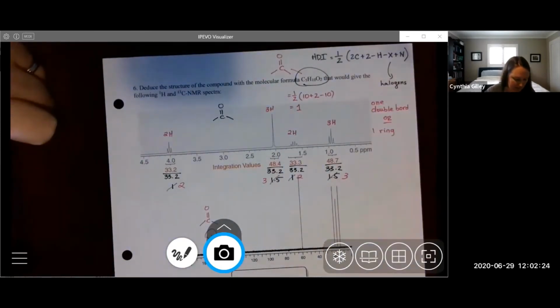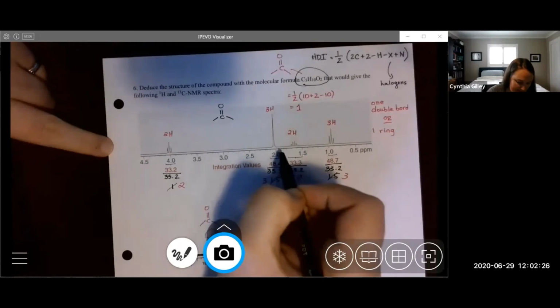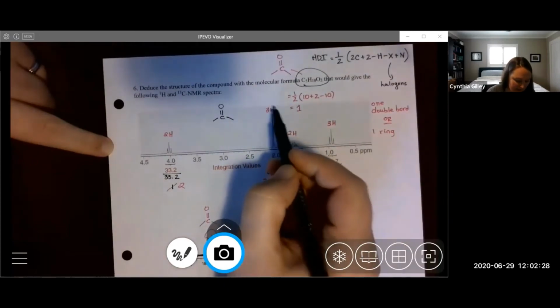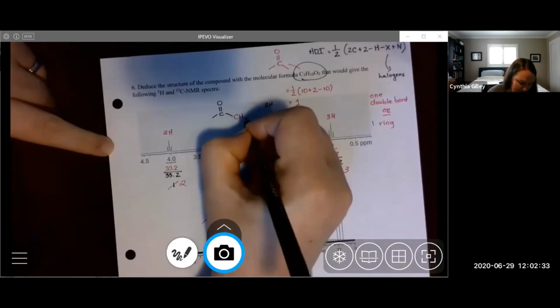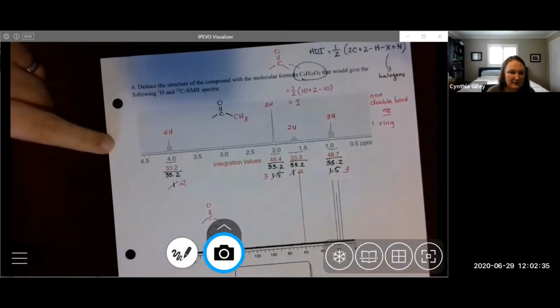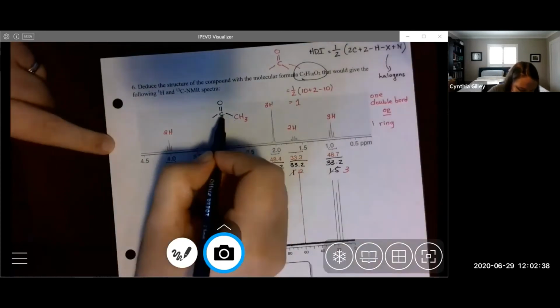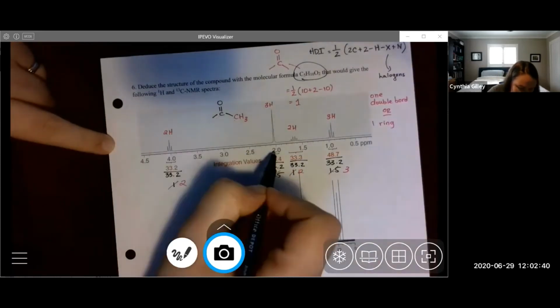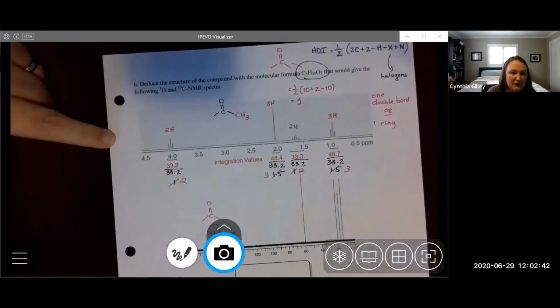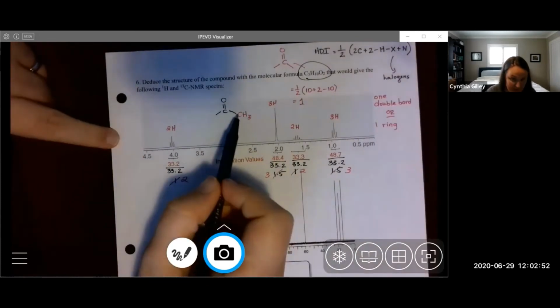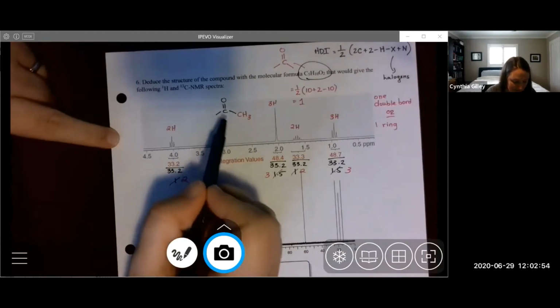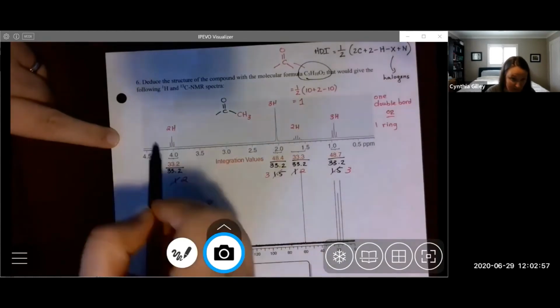That's good to know. So now I know I have this singlet that integrates for 3 hydrogens. When it's 3 hydrogens, I'm thinking methyl. And I'm going to put it directly attached to the carbonyl because of the chemical shift of 2. Directly next to a carbonyl will give you a shift of 2. So I don't think there'd be other oxygens in between. If it was attached to an oxygen, it would have been over here.